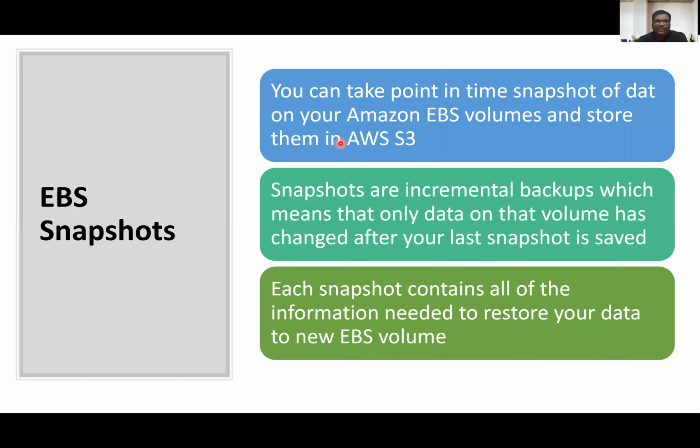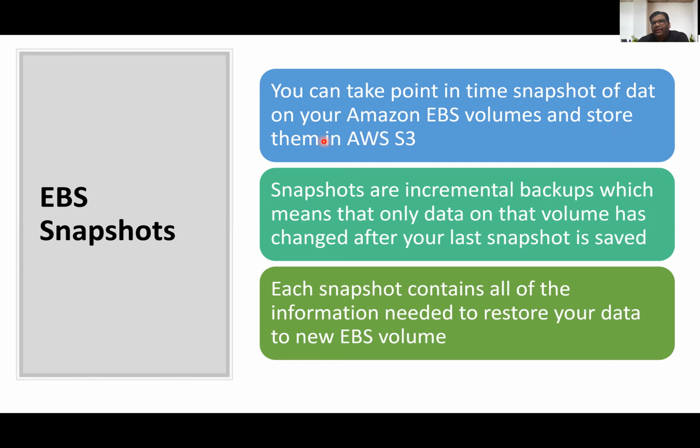So what are EBS snapshots? You can take a point-in-time snapshot of your Amazon EBS volume and store it in AWS S3. It's like a backup. You make a backup of your EBS volume and store that backup in AWS S3. S3 is the Simple Storage Service, another AWS service used for storage. We'll talk about that later today. Normally some people call backups snapshots, though there is a difference between a backup and a snapshot. And you store that snapshot in S3.